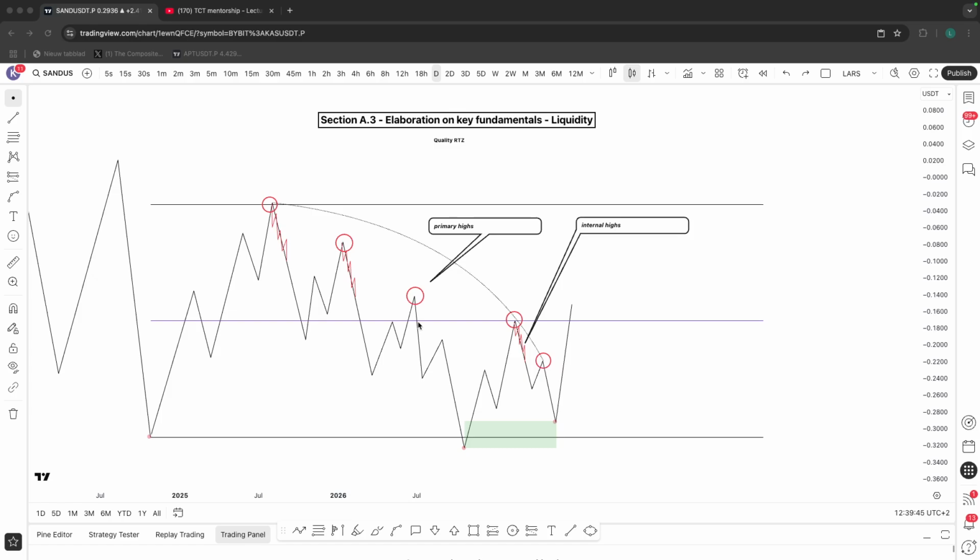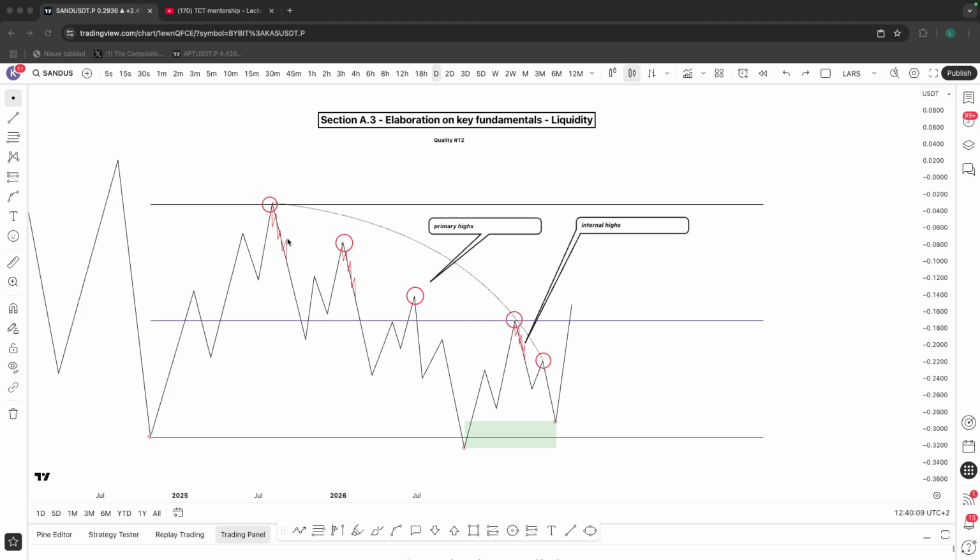Our internal highs are the high creations in between our primary highs, where you can see here in red that I'm representing lower time frame structure right there. That's also all making lower highs and lower lows compared to the previous one, where in between these primary highs, we also have these lower highs getting stacked.